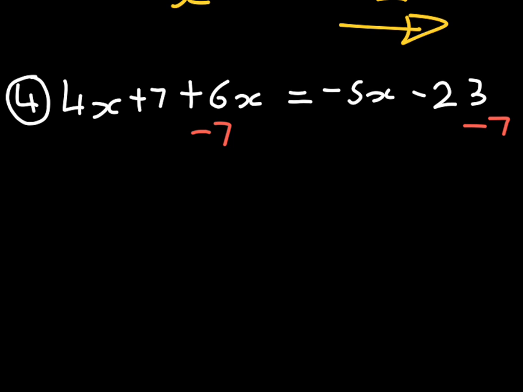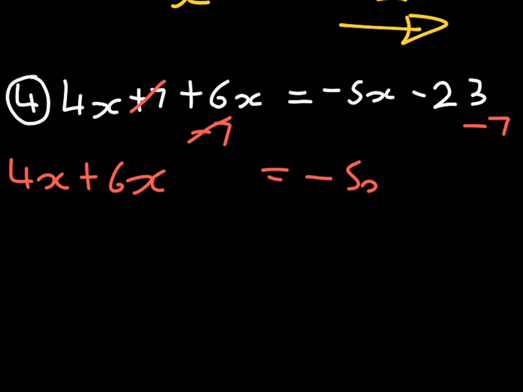So as we can see, the plus 7 and the minus 7 are going to cancel, and we are going to be left with 4x plus 6x on the left-hand side, and this equals minus 5x minus 23 minus 7. And as we know, minus 23 minus 7 should give us minus 30. So step 1 is finished, as we have moved all of our constants to the right-hand side.